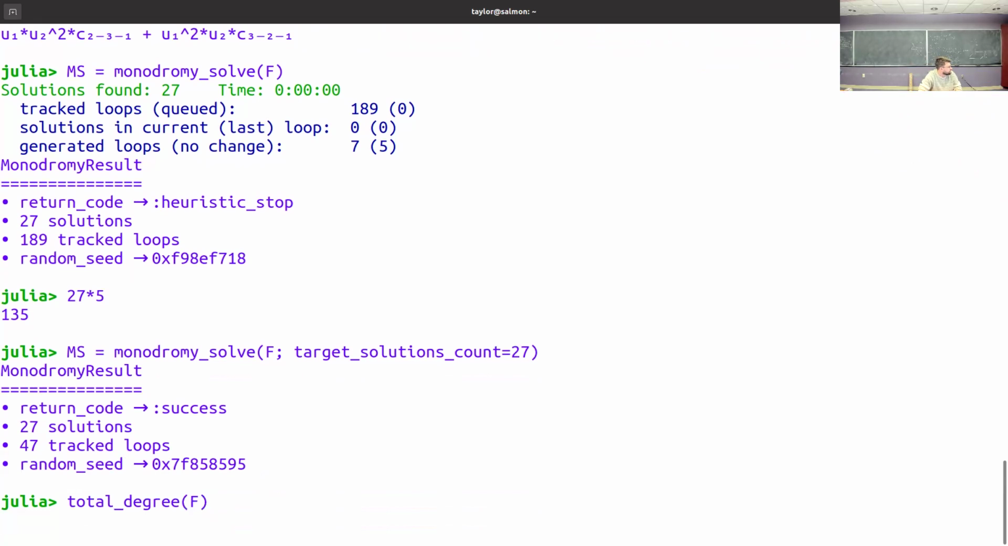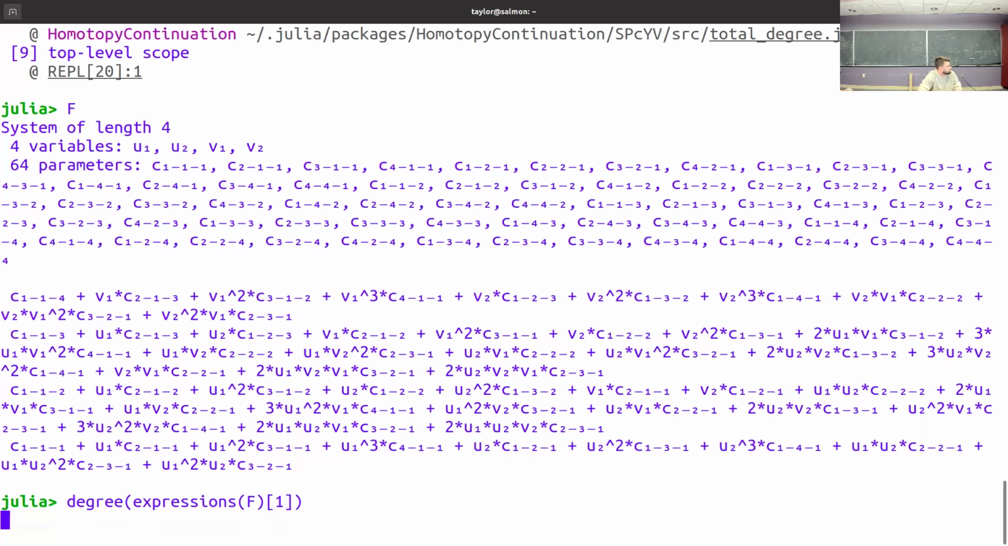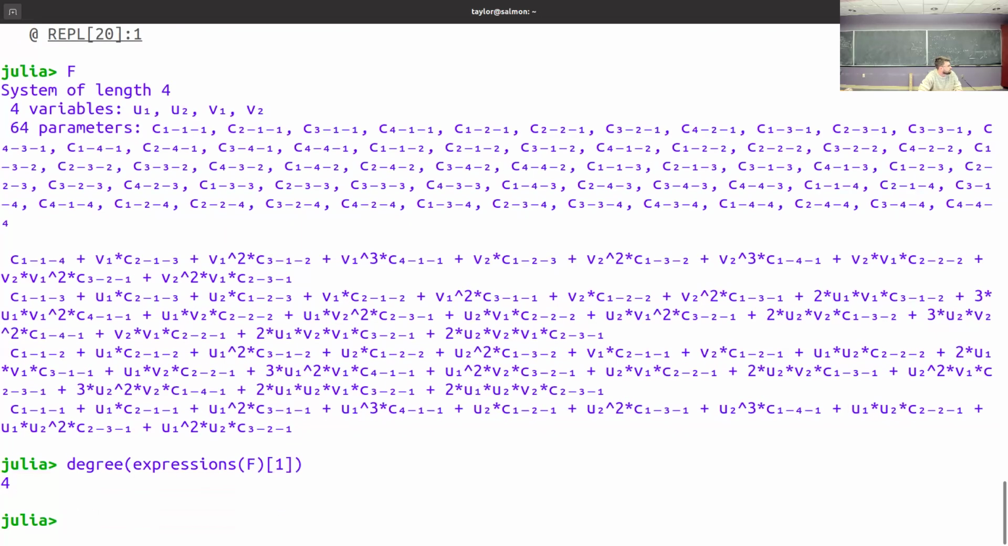And do total degree of f. Does this work? No. All right, we can just do it. If you didn't put in 27, how did it stop? It chose 5 new loops which didn't produce any progress. Yeah.